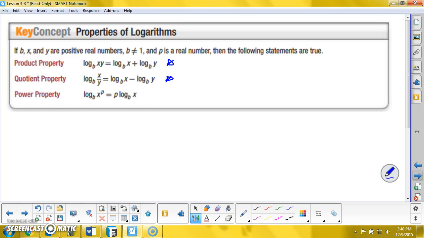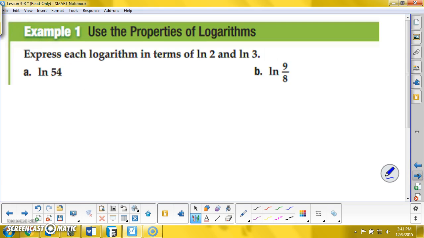And then the last property is called the power property, and if you've got the log of x to the p base b, you can rewrite that taking the exponent p and making it a lead coefficient. So you can change it into p log of x base b. That's the third one. Please write it down. Now we're going to start to apply these three properties to some problems like this. It's going to say express each logarithm in terms of natural log of 2 and natural log of 3.